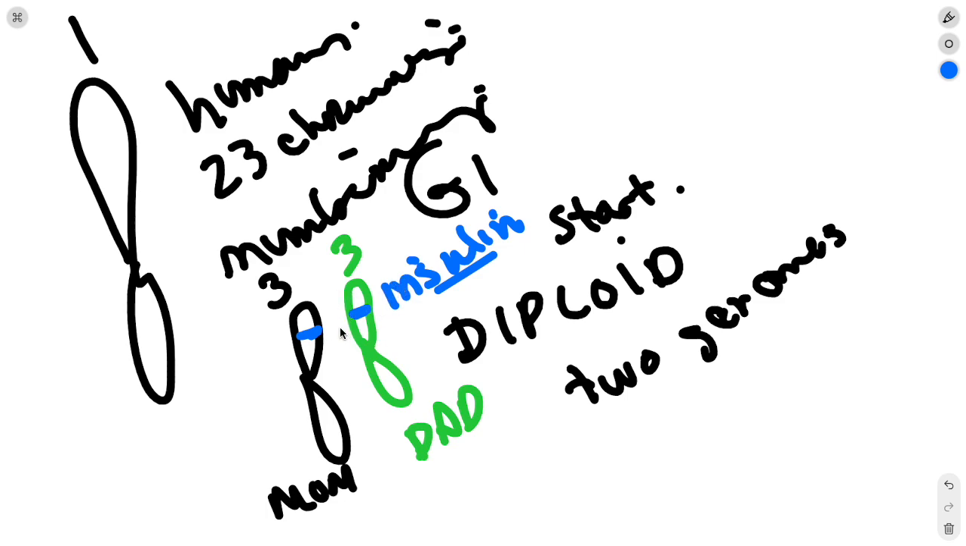And these chromosomes are really similar. They have the same genes, but they might have different versions of the genes. So you might have gotten a different allele of insulin from mom and one from dad.